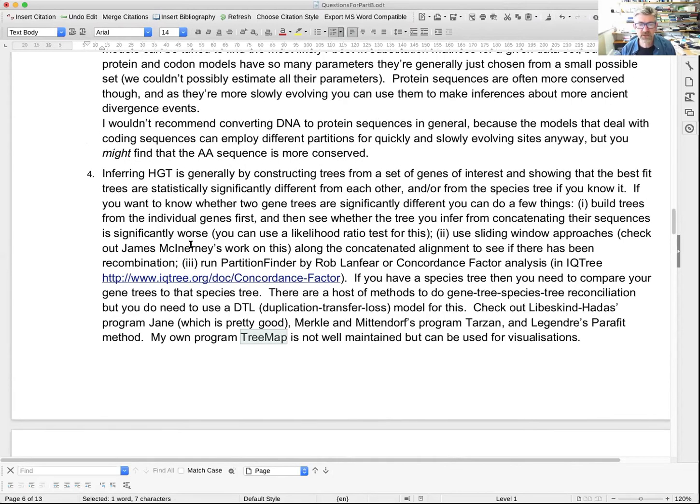So HGT is, in summary, something you find by comparing trees, preferably with a species tree, and you can then map the gene tree into that species tree and see whether host switches have taken place. You should know in advance that the two trees are significantly different before you try. Otherwise, you're essentially just pretending that it's there when it might not be.